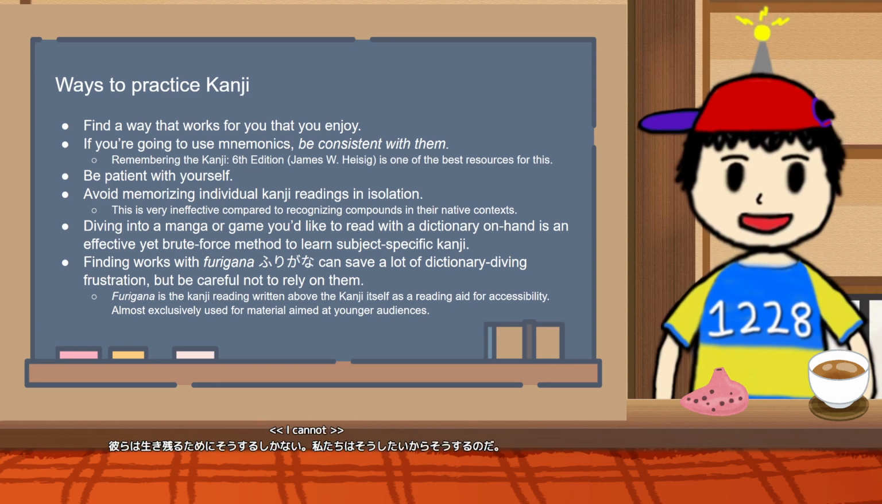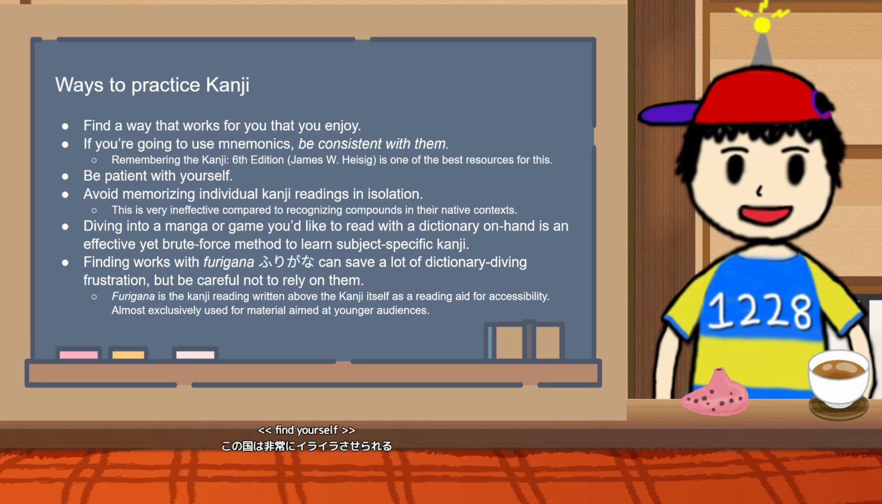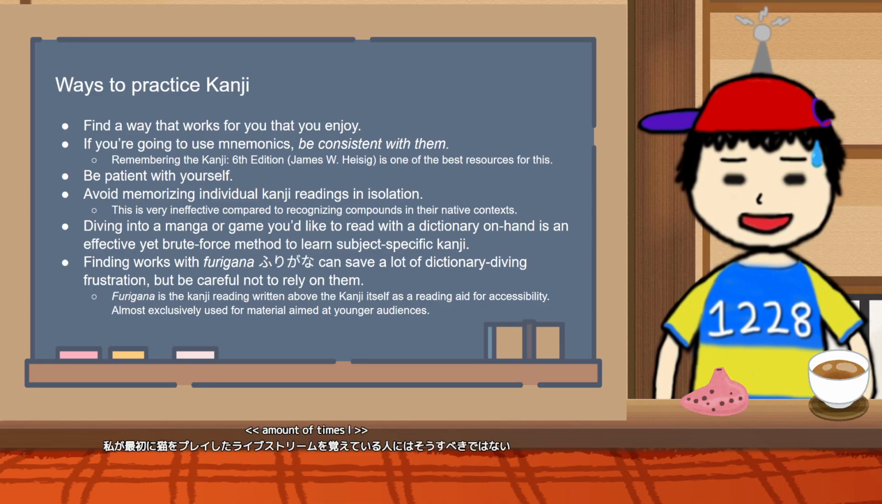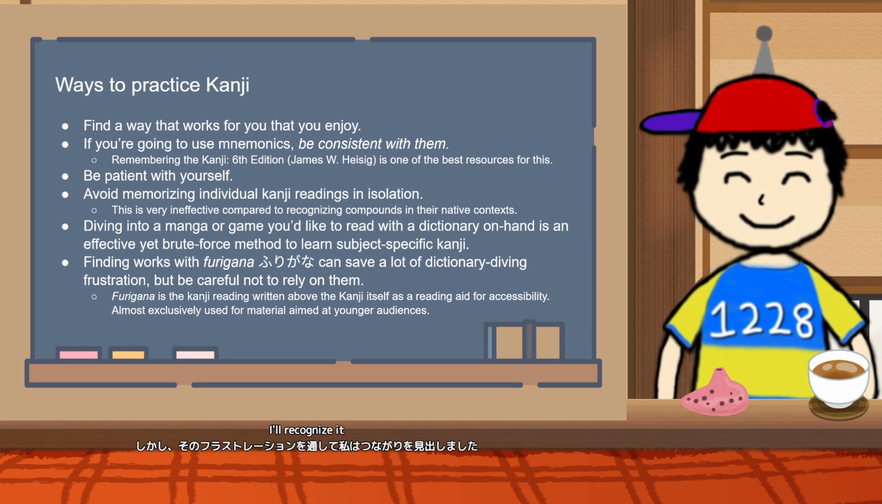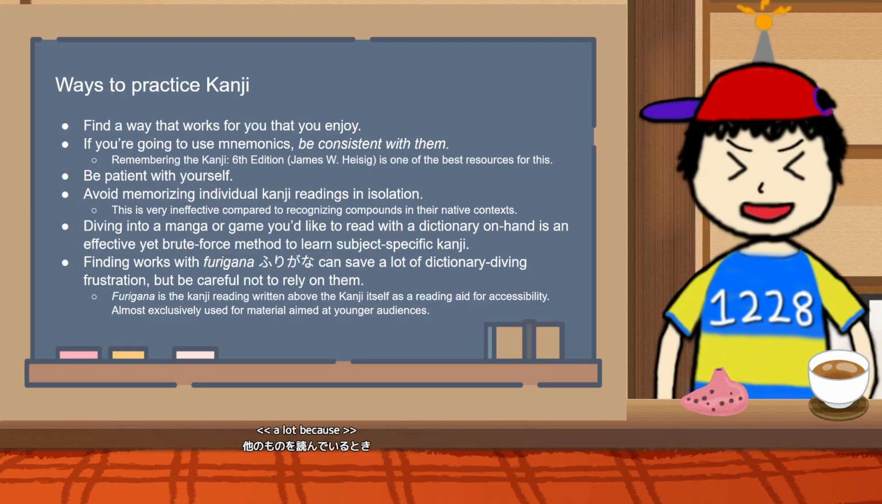So I cannot stress it enough. I've been saying it all stream. Be patient with yourself. Just the kanji can get very frustrating, especially when you find yourself looking up the same word multiple times. I'm not kidding. For those who remember my first live streams playing Kato or Karto, the amount of times I had to look up renraku, or contact. It was frustrating, honestly. But through that frustration, I made the connection. I can now recognize renraku when I'm reading other things like Spy Family, where you can imagine that's used a lot because of the espionage context.